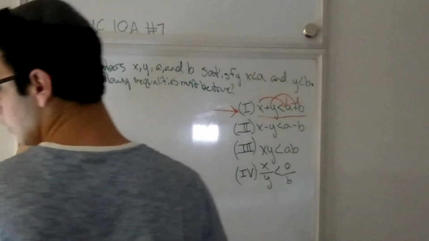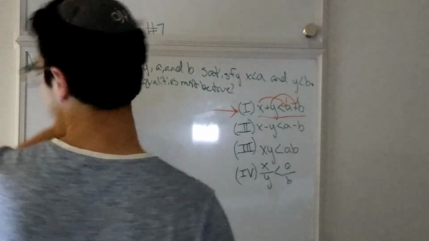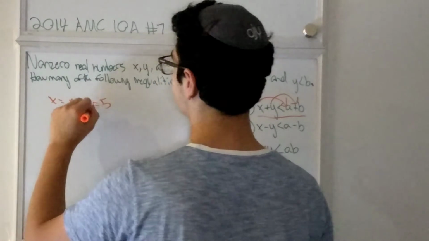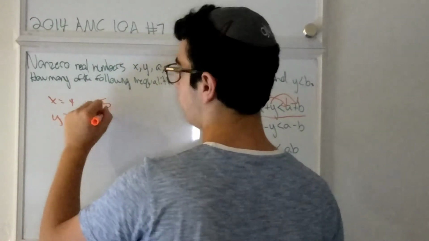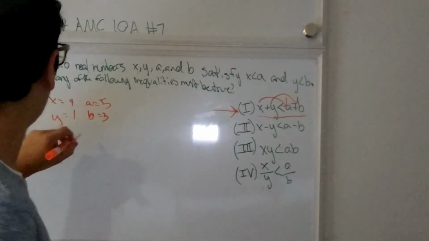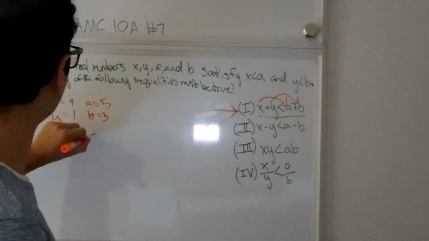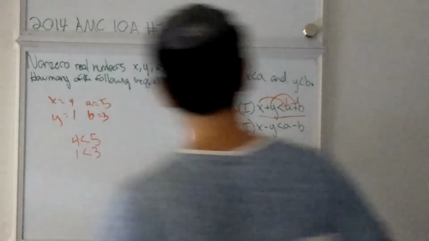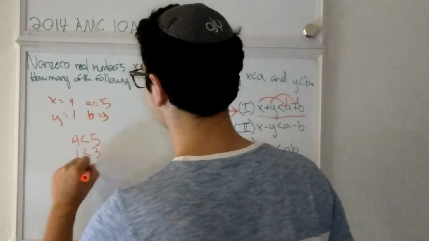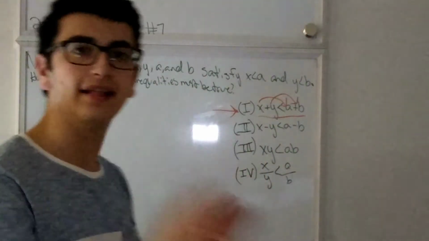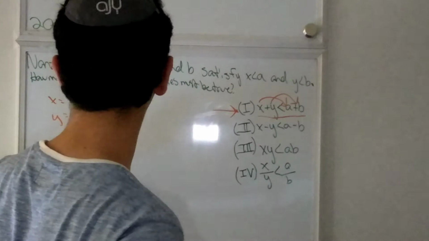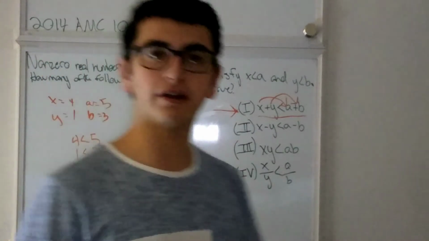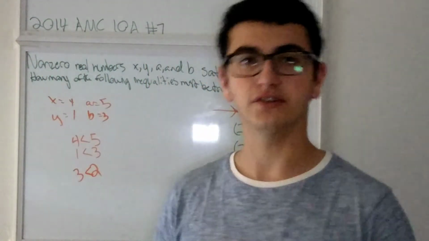Let's say x was 4, a was 5, y was 1, and b was 3. Then we would have 4 is less than 5, and 1 is less than 3. Okay, so we can add them up, that works. We have 5 is less than 8. Okay, that's what we did in number 1. That works. Now listen to this. If we subtract these two, then we get 3 is less than 2. But 3 is greater than 2, which means that you are not always allowed to subtract inequalities.